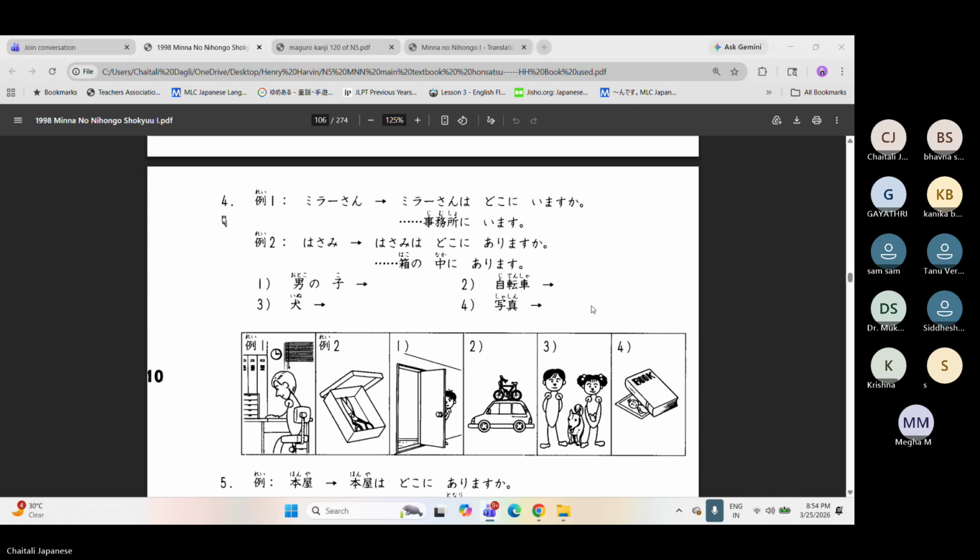Photograph. Shashin. Shashin wa doko ni arimasu ka? Where is the photograph? Under the book. Hon no shita ni arimasu. Very good. Hon no shita ni arimasu. Are we clear everyone? Yes, ma'am. Everybody, are we clear with the fourth exercise? Yes, ma'am. Okay.